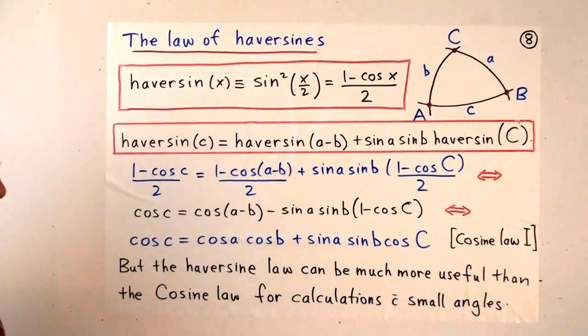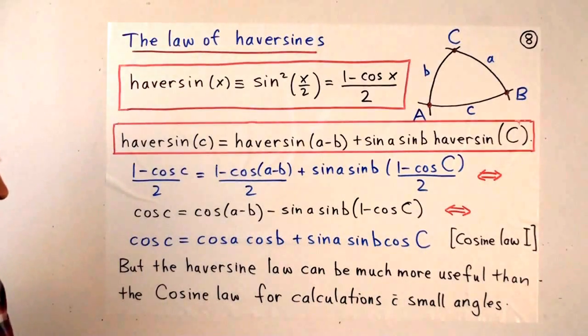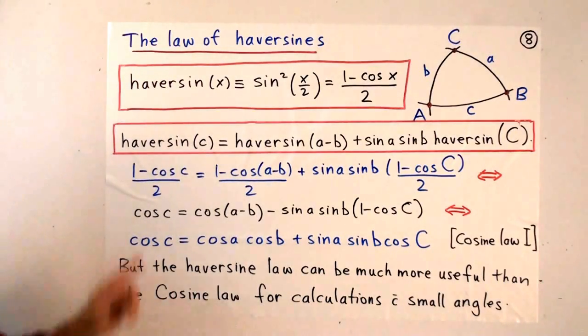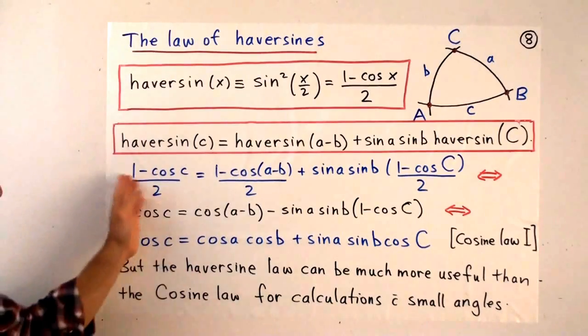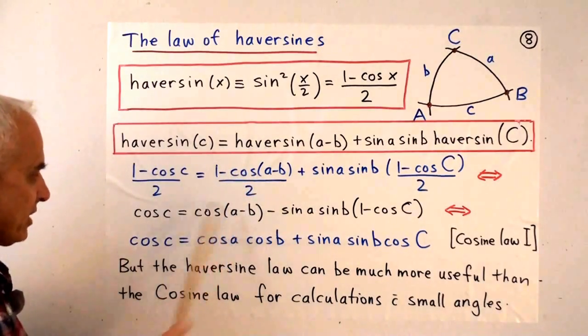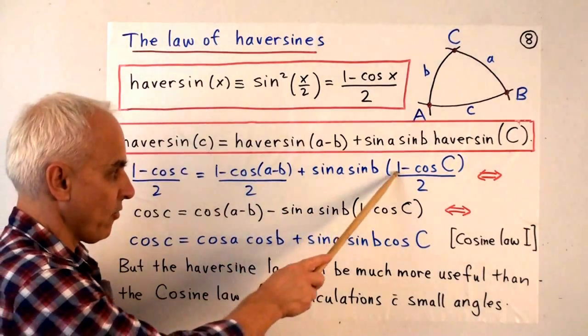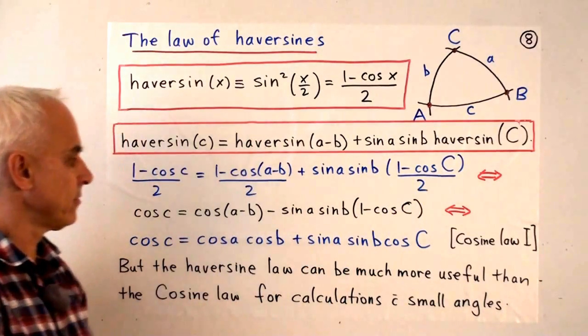Now this is equivalent to, well, we can rearrange it a little bit. First of all, we can divide out by the common factor of 2, so that disappears. And then there's a 1 on both sides, which we might as well cancel. And then let's multiply everything by minus 1. So we get just cosine c on the left-hand side, cosine of a minus b over here, and then minus sine a sine b times 1 minus cosine C.